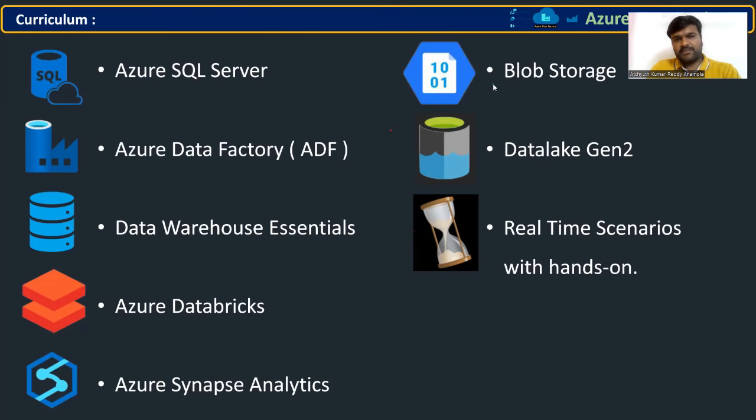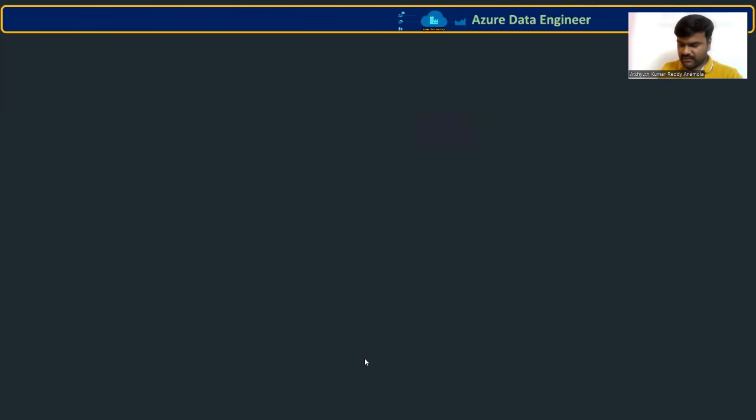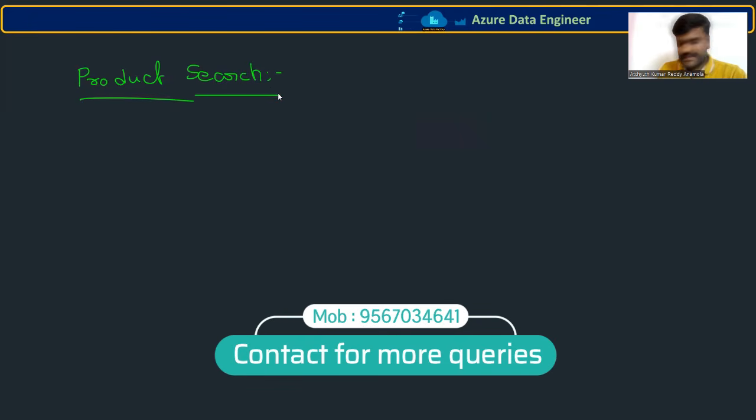Then very importantly, end to end, we are going to see a project that is product search. We need to discuss this exclusively on top of all these technologies. So let us try to understand simply what this project is. Let us try to understand the overview. So the overview of this project is, we are going to take a product search project. The project name is product search. Okay. So what is this product search?